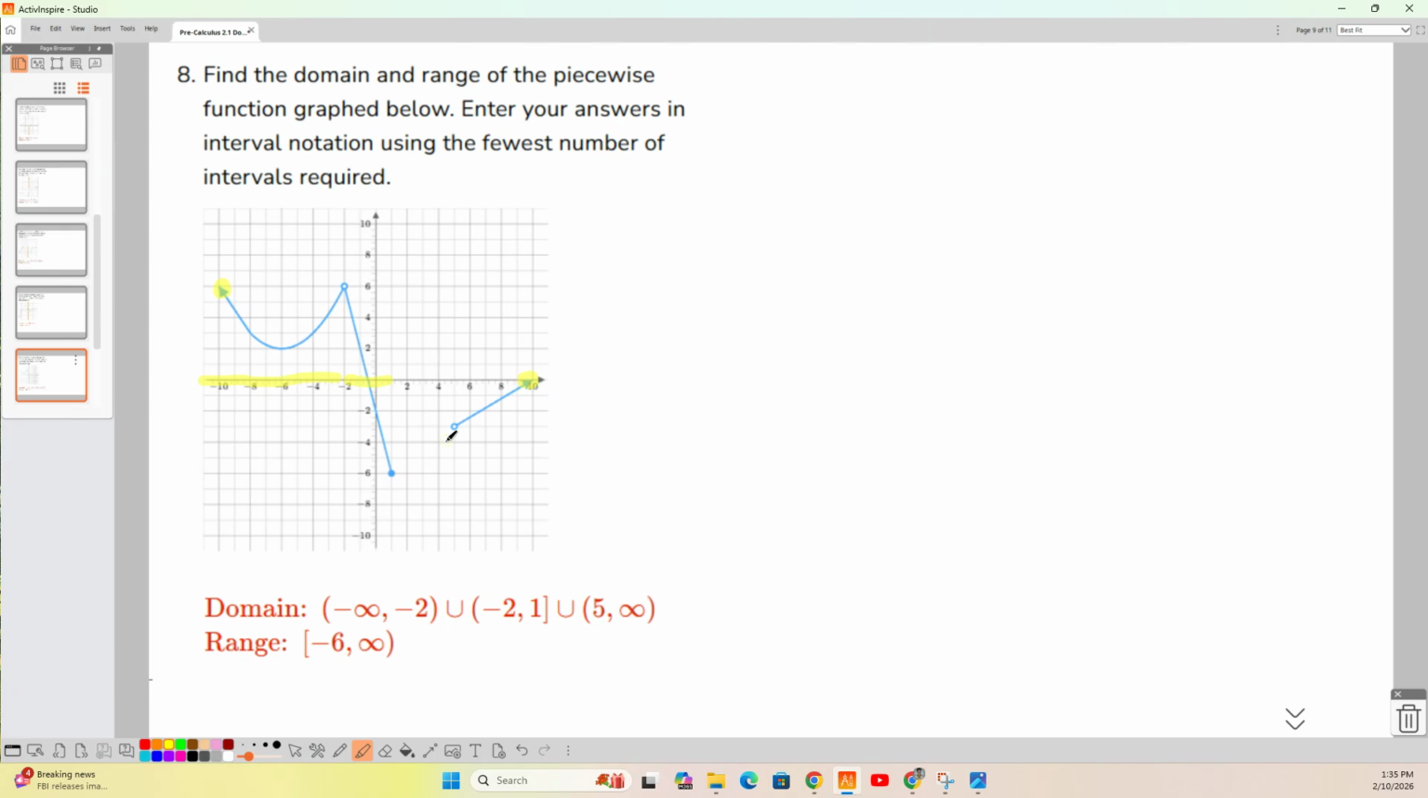Then there's this gap in the domain. So we pick up at 5, but not including 5, because of this open circle at 5. So we have a 5, but we use a parenthesis to indicate that we are not including 5. And we keep going forever to infinity.